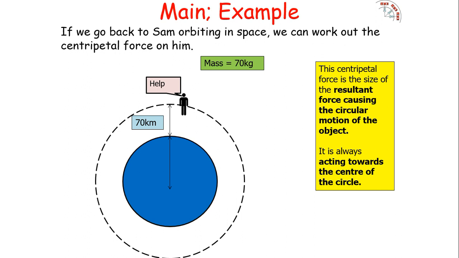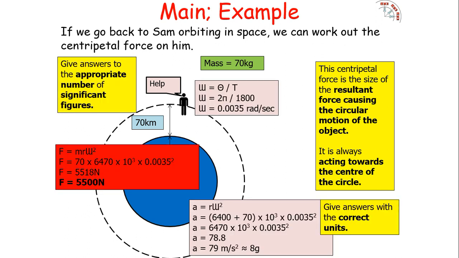So if we go back to Sam orbiting in space, we can now work out the centripetal force on him. We've got our value for omega from the previous question, and our value from A in the previous question. So we can work out what F is because we know F equals ma. We've now got our value for acceleration, which is 79. We multiply it by our mass, which is 70. So we get an answer of 5,500 newtons, to the correct number of significant figures. We'll put a unit on there, and we know that it must be acting towards the center of the circle.